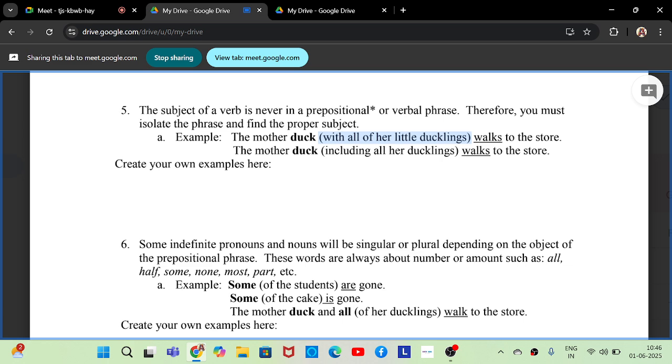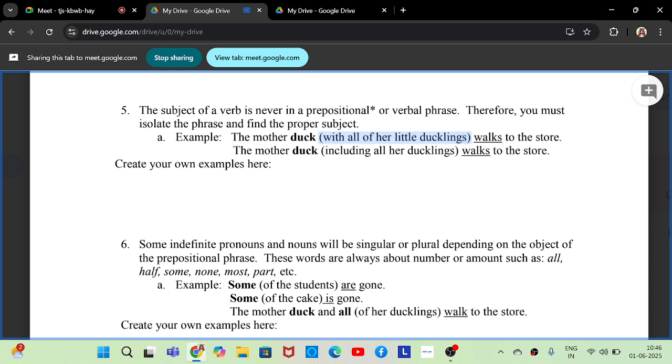The prepositional phrase comes before the verb. If a prepositional phrase comes after the verb, for example, to the store is also a prepositional phrase because to is a preposition, but here we consider it as an object. So whenever a prepositional phrase or a verbal phrase comes before the verb of a subject, you have to put it in a bracket or consider it as a separate phrase.